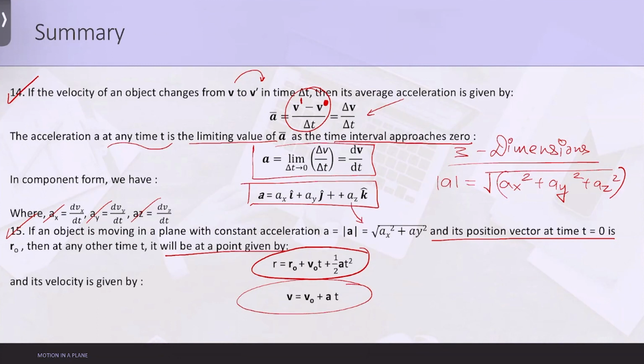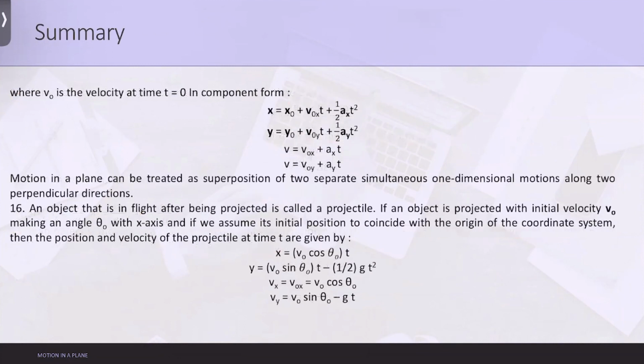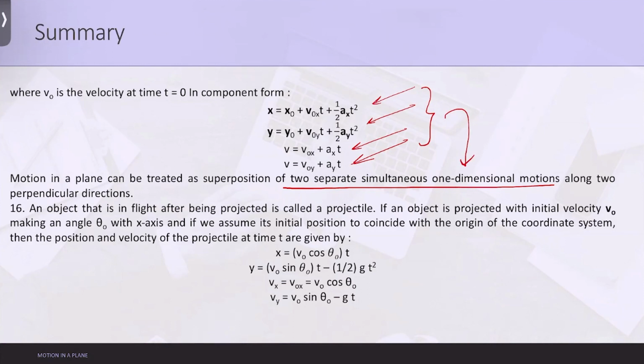Therefore, r is equal to r naught plus v naught t plus half a t square, the second kinematics equation. Velocity is given by v is equal to v naught plus a t, the first kinematics equation, where v naught is the velocity at time t equal to 0. In component form, we can write it like this. Now motion in a plane can be treated as a superposition of 2 separate simultaneous one-dimensional motions along 2 perpendicular directions. This was being explained, and the mathematical form is written here.